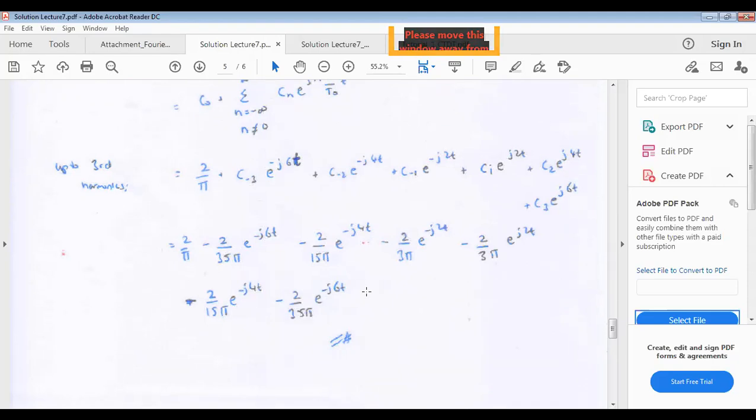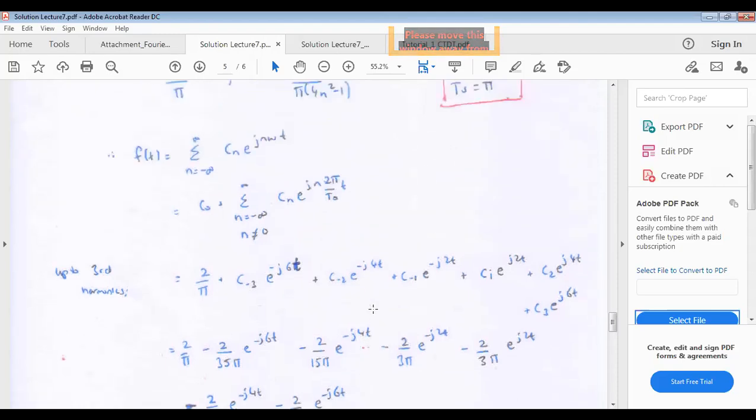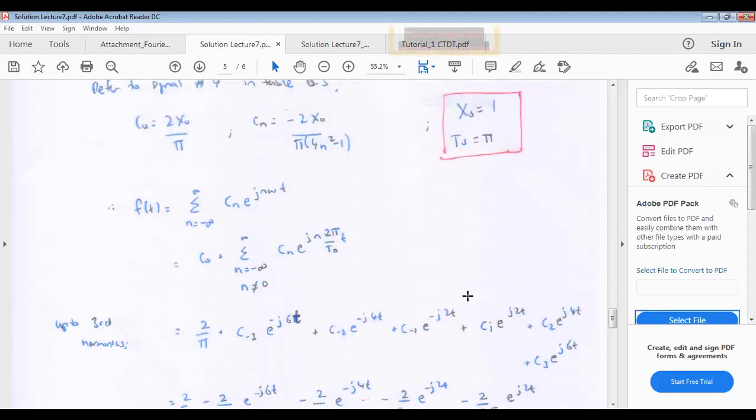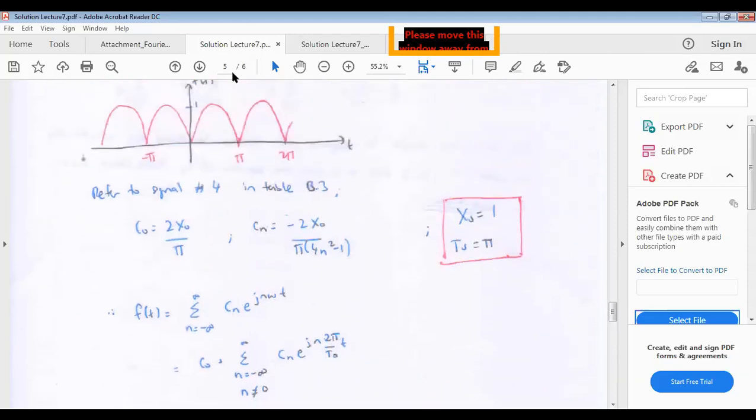Can you go up a bit? I have a small question. All right, so now above the x naught thing. Yes, you see Cn equals negative 2 x naught. How did we get that x naught equal to 1? It's based on this diagram here.